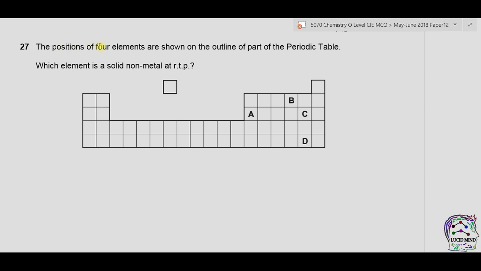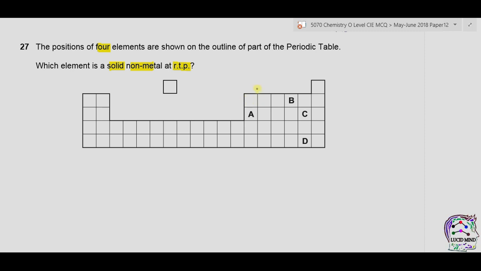Question 27. The position of 4 elements are shown on the outline of part of the periodic table. Which element is a solid non-metal at room temperature and pressure? This is the periodic table and these are the elements. We have A, B, C and D.